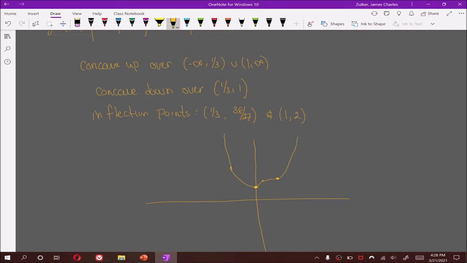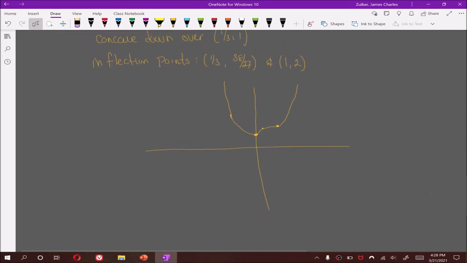Now let's just make sure that this agrees with concavity. Concave up over negative infinity to 1/3, so that's up there, and then up again 1 to infinity. Concave down 1/3 to 1. So there's a rough sketch of our plot.